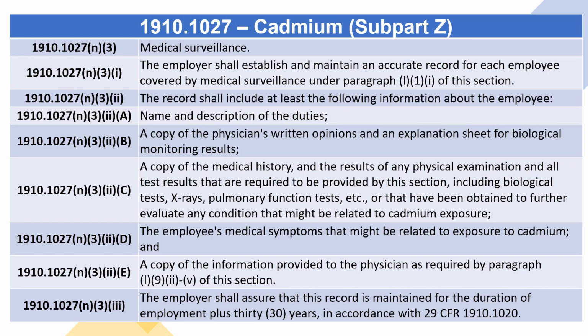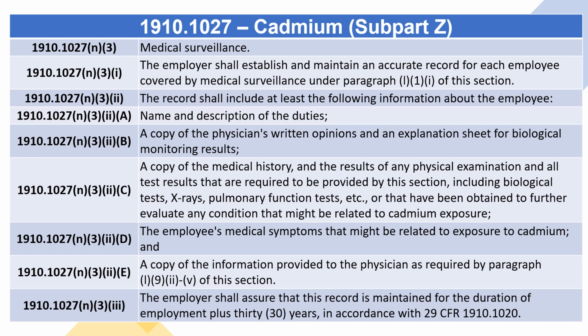1910.1027 N. 3. Medical surveillance. 1910.1027 N. 3 I. The employer shall establish and maintain an accurate record for each employee covered by medical surveillance under paragraph L. 1 I of this section. 1910.1027 N. 3 2. The record shall include at least the following information about the employee. 1910.1027 N. 3 2 A through E. Name and description of the duties.